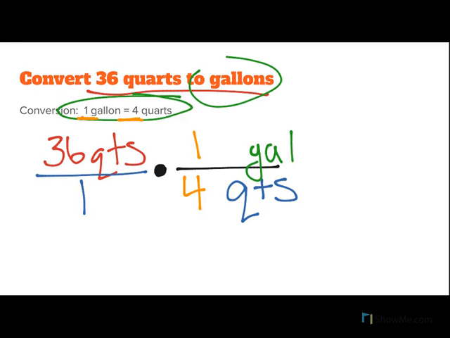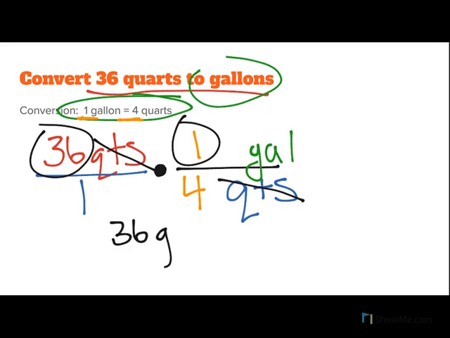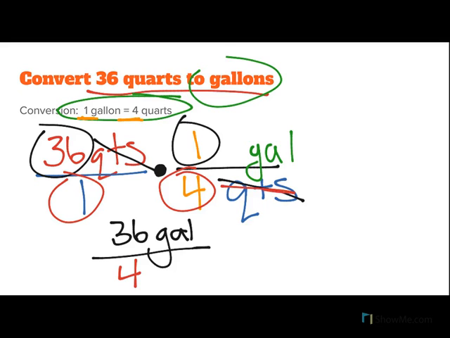So I have it set up. Now let's do our math. Quarts will cancel. If I multiply across, I'd have 36 times 1, which would be 36 gallons. And if I multiply across on the bottom, I have 1 times 4, which is 4. And of course, the quarts went away. Could I simplify that further? Yes. 4 divides nicely into 36 9 times. So 36 quarts is the same as 9 gallons.